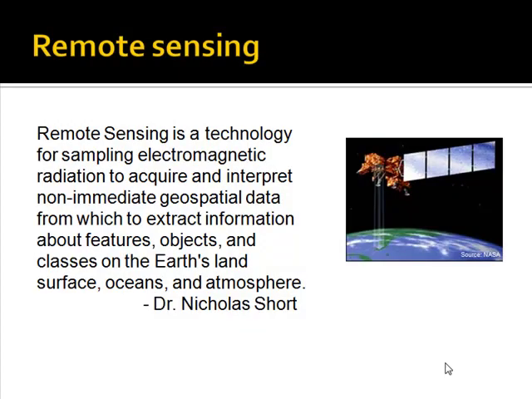Let's start with a definition from Dr. Nicholas Short. Remote sensing is a technology for sampling electromagnetic radiation to acquire and interpret non-immediate geospatial data from which to extract information about features, objects, and classes on the Earth's land, surface, oceans, and atmosphere.